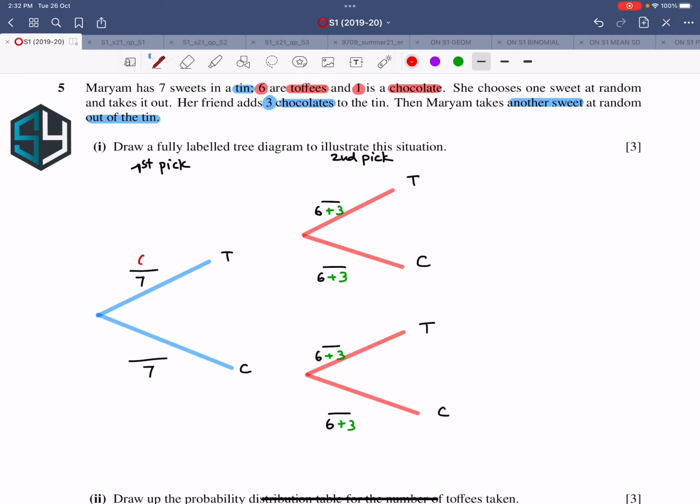Toffees were 6 and the chocolate was 1 initially. Now if I take a toffee and then I take a toffee, this 6 should reduce to 5. That is the first thing. And if I take a chocolate and then I take a chocolate, this one should reduce to 0. That is the second thing. Now, since 3 chocolates were being added, this chocolate would increase by 3 and similarly this chocolate would increase by 3. And what happens to the toffee?